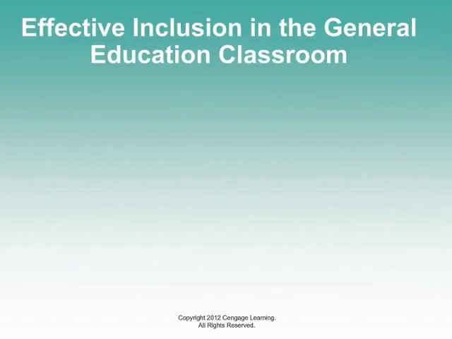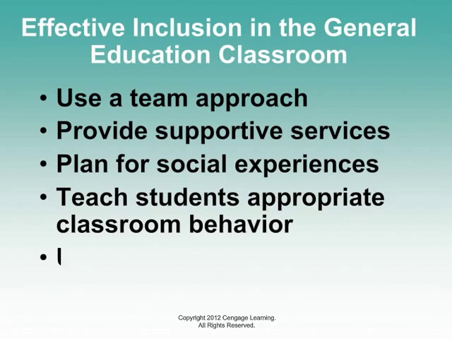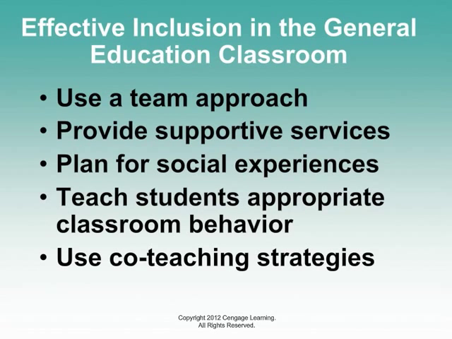Some strategies for effective inclusion in the general education classroom are listed here, and you have to be cohesive with the teachers that you are teaching with, but that doesn't mean that you have to be best friends. It just means that you use a team approach, you support each other, you plan for social experiences, you teach students appropriate classroom behavior, and then you're using the co-teaching strategies. You don't go into the classroom and wing it.